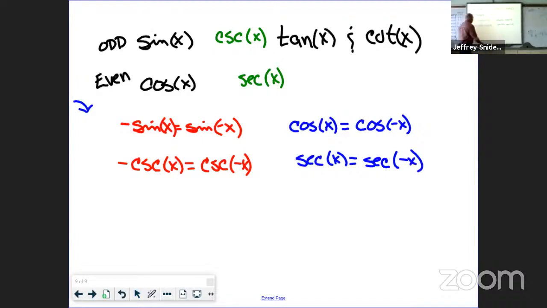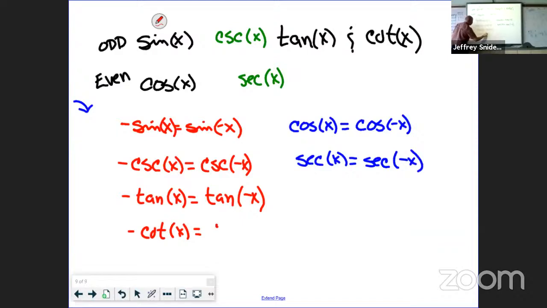Which means that I can add 2 more over here. I know the negative tangent of x is equal to the tangent of negative x. And I know the negative cotangent of x is equal to the cotangent of negative x. These are known as the even-odd identities. I put the wrong word in the wrong spot. These are the odd identities, and these are the even identities.